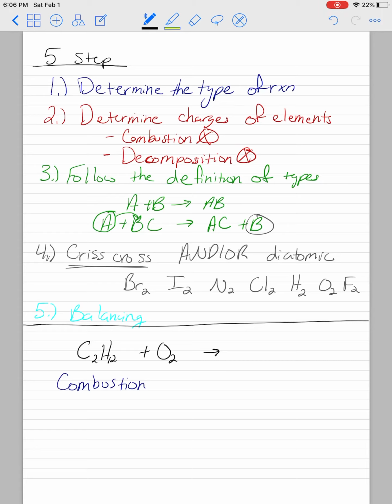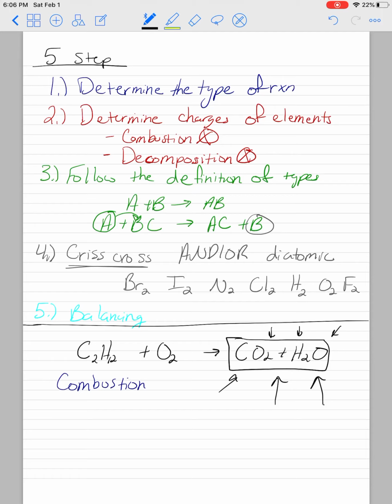it will always produce carbon dioxide and water. And that is it. You don't have to guess. You don't have to crisscross. You don't have to do anything other than follow the definition. And the definition of combustion says you will always produce carbon dioxide and water.